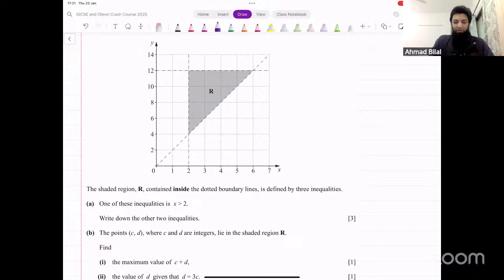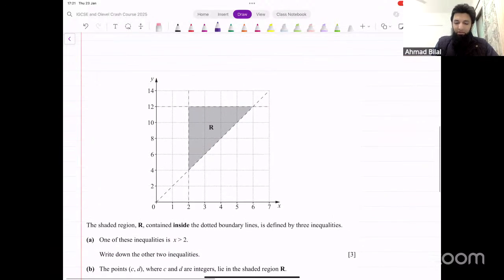Let's think about it. It says the shaded region is contained inside the dotted boundary lines. Now you see they made this word bold: inside the dotted boundary lines. That means the points on these lines are not included. Okay, it's only the region inside these lines. It's defined by three inequalities. So one of these inequalities is x greater than 2. Write down the two other inequalities.